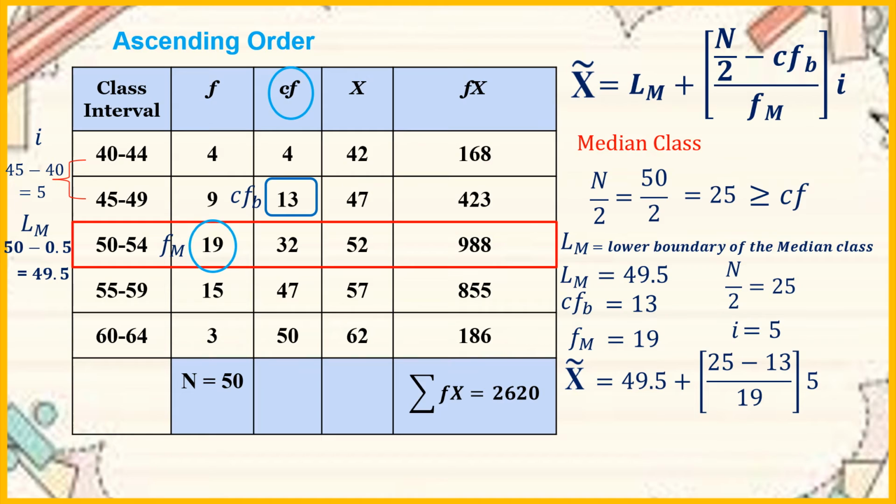And then we are going to substitute all the values that we have. So we have 49.5 plus 25 minus 13 over 19 times 5. To solve for the median, subtract first 25 minus 13, divided by 19, then times 5, plus 49.5, so that you can obtain the value of 52.66. So that is the median of this given data.